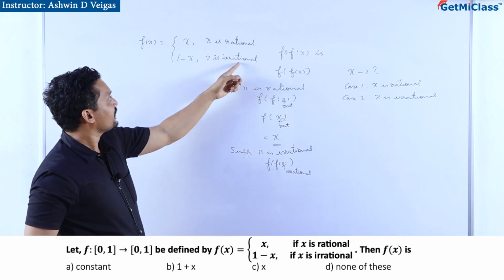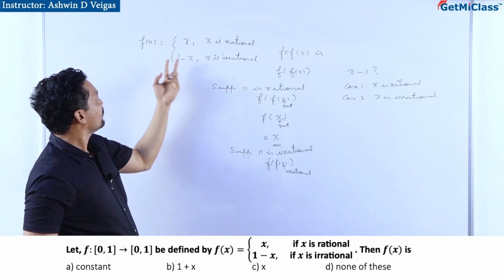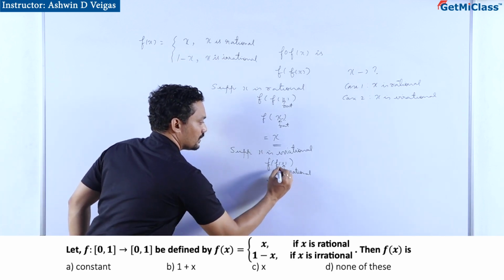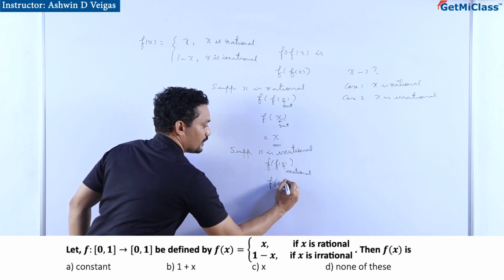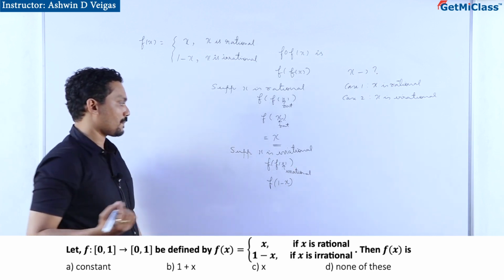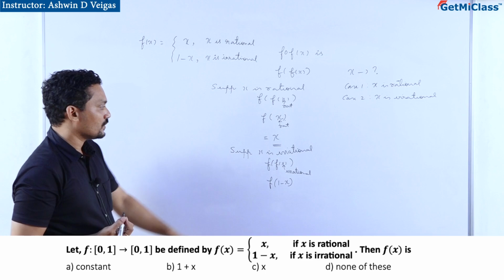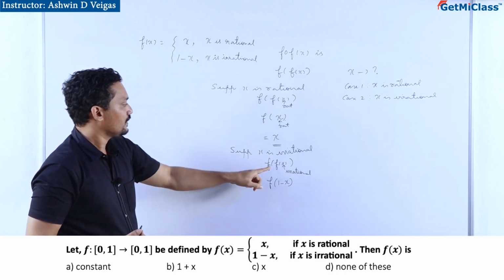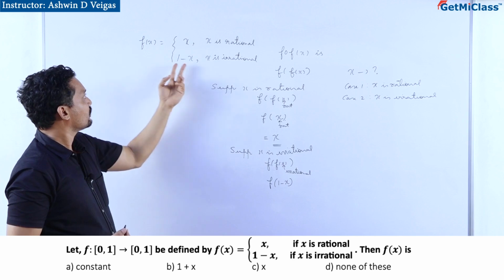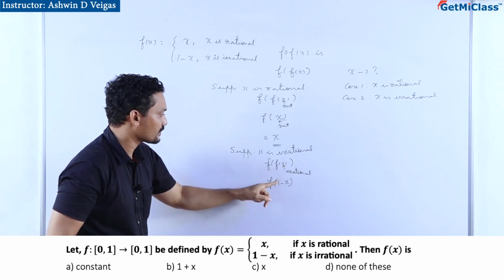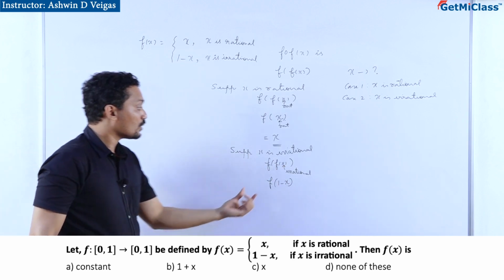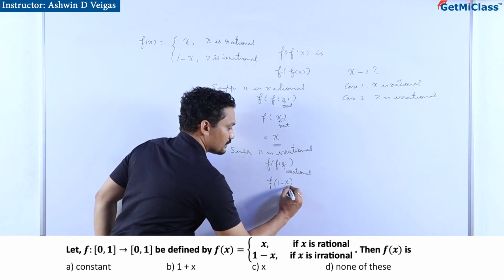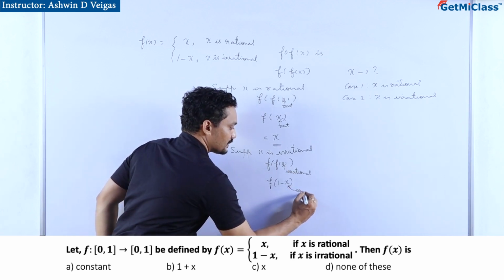Suppose x is irrational, f of x will be 1 minus x. So, therefore, this f of irrational will be 1 minus x. So, note that. So, if x is irrational, f of x will be 1 minus x. Now, notice this carefully. Now, we know x is irrational.